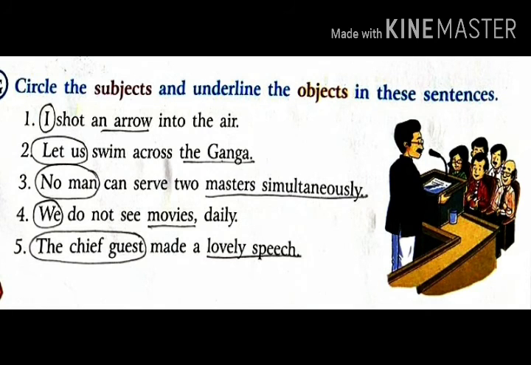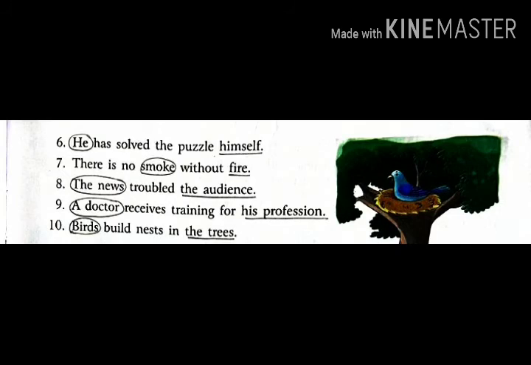G. Circle the subjects and underline the objects in these sentences. 1. I shot an arrow into the air. So what we have to do? We have to circle the subject. So here I is the subject. Now we have to underline the object. So we have underlined arrow. So likewise it is done for you.